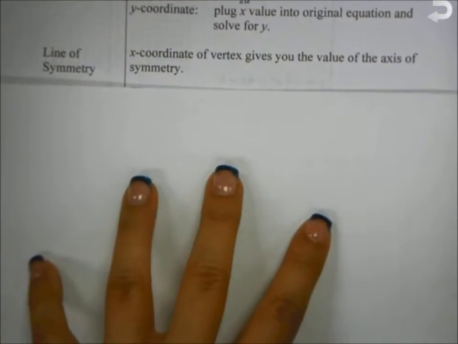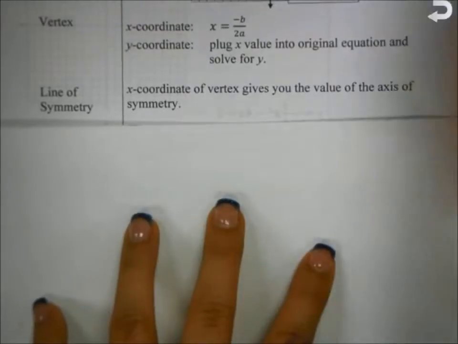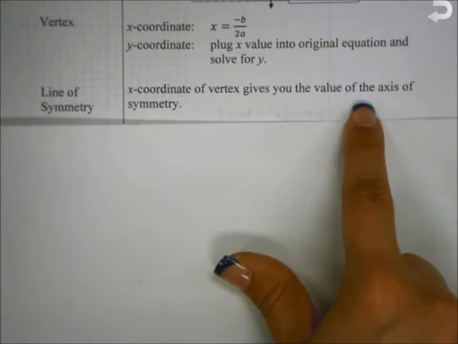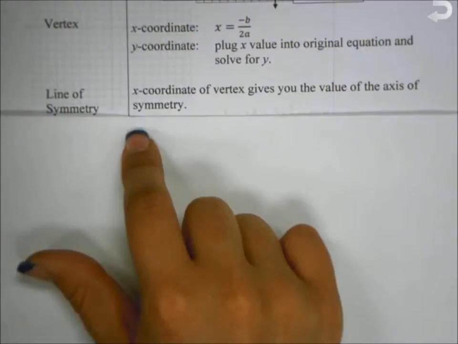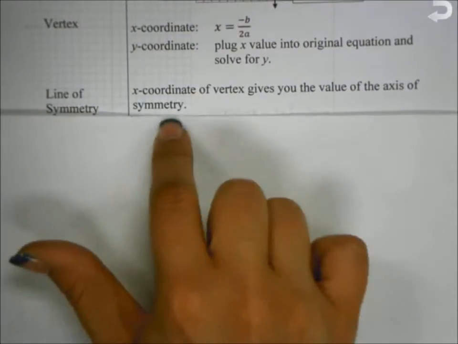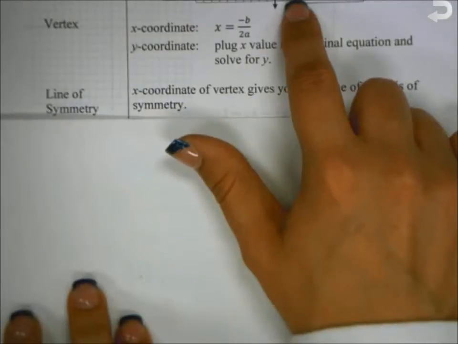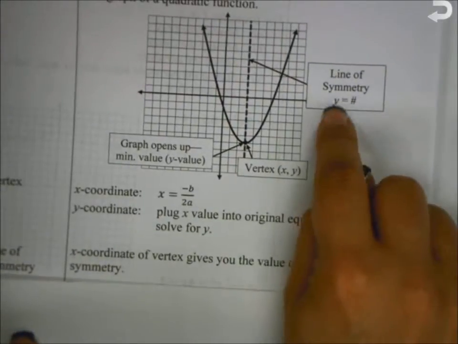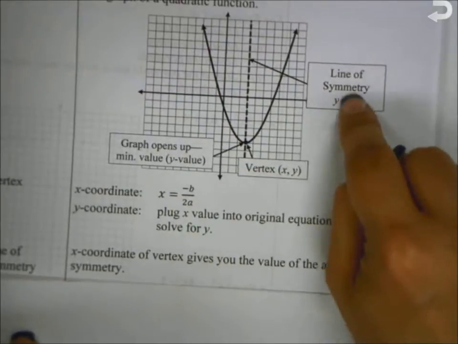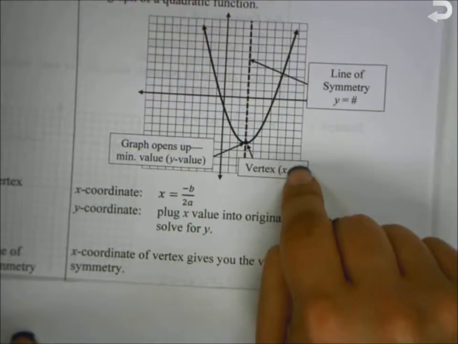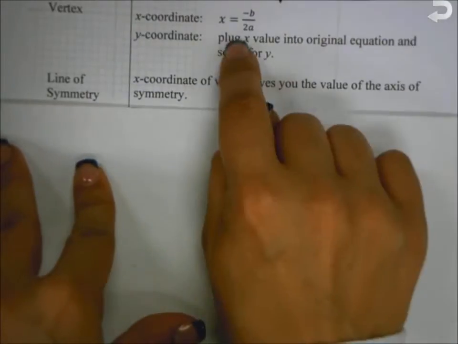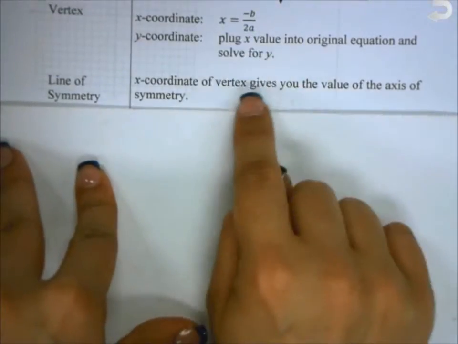Well, the x-coordinate of the vertex is going to give us the value of the axis of symmetry. Line of symmetry and axis of symmetry are the same thing. So that x-coordinate is going to give you the value. Remember how I told you that the line of symmetry is y equals a number? That number is going to be the x-coordinate. So whatever number we get is going to be the equation for the line of symmetry.